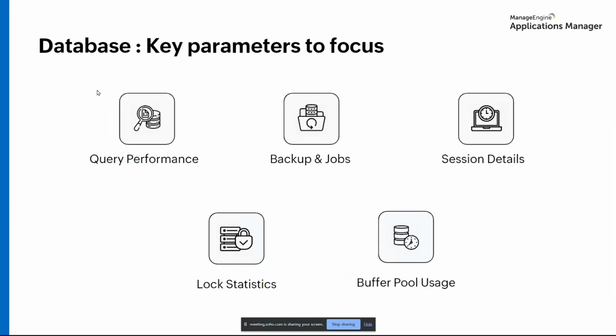Now let's see the metrics that you need to monitor with respect to databases. First and foremost, it is critical to monitor your query performance. Tracking query performance will enable you to identify which queries are slowing down your databases. Applications Manager can list all the slow performing queries that are affecting your database. Then you'll also be able to identify when the last backup was executed and create an alert for it.